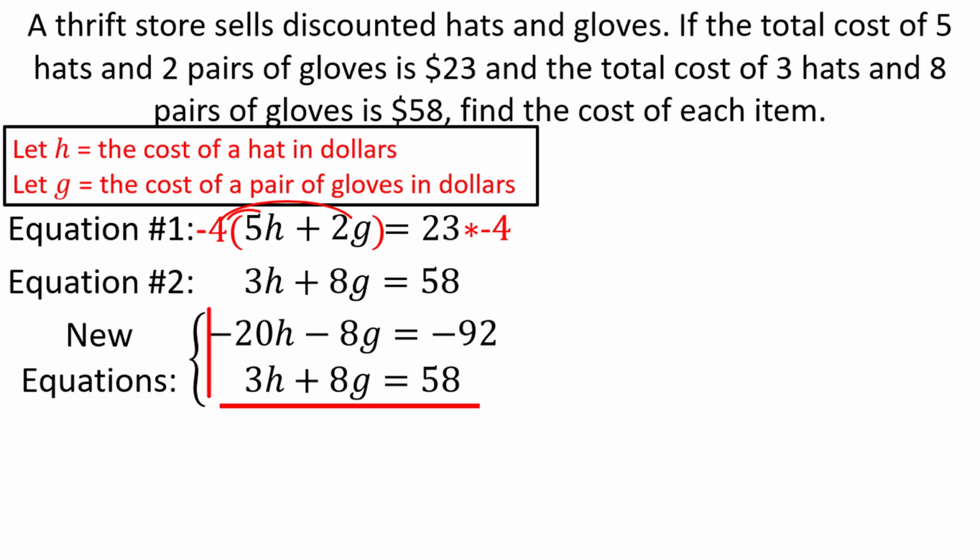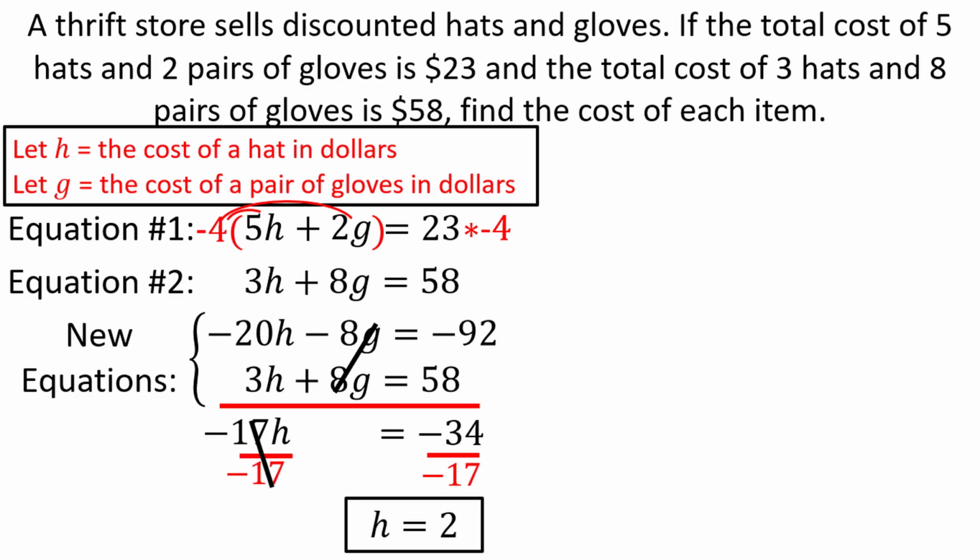We get -20h plus 3h, which is equal to -17h from adding the h's. The g's cancel since we have -8g and +8g, which add to 0, and the constants are -92 plus 58, which is equal to -34. Dividing each side by -17, we have h is equal to 2.